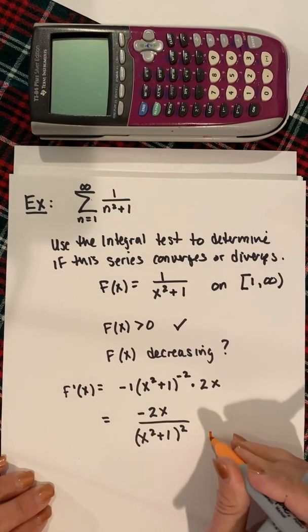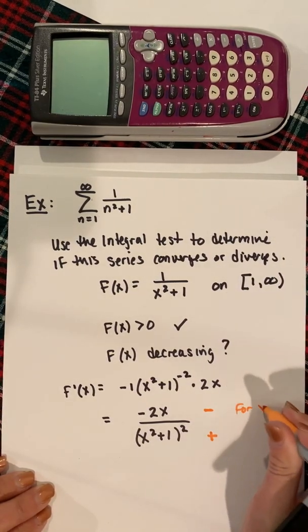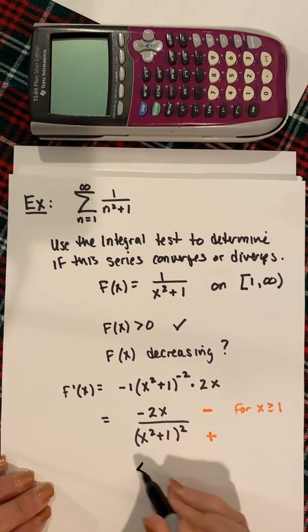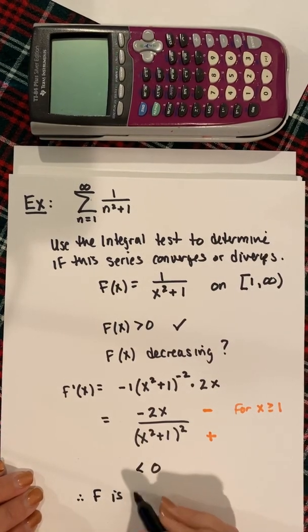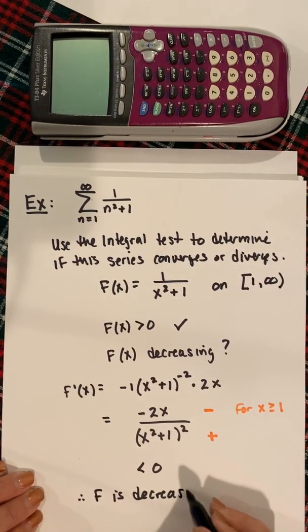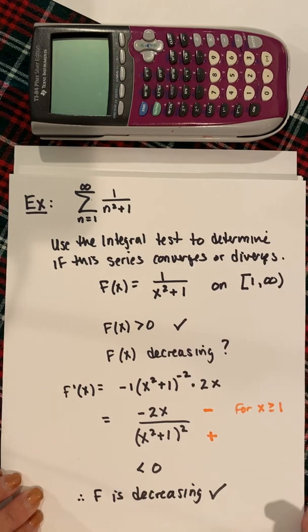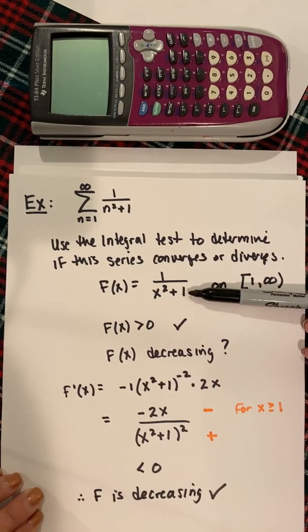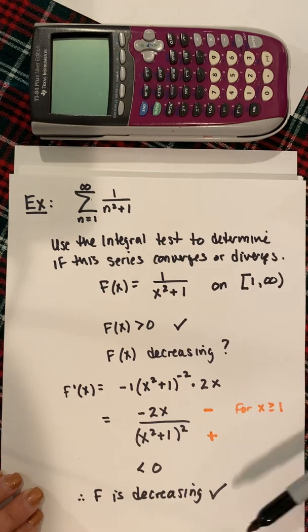For any value of x, this is positive, and the numerator is going to be negative for x greater than or equal to 1. So a negative over a positive is always going to be negative. So the derivative is negative, therefore f is decreasing. So don't forget to show that the hypotheses for the test are satisfied. So we showed that it's a positive function because 1 is positive and x squared plus 1 is always positive. To show it was decreasing, I took the derivative and showed that the derivative was always negative.